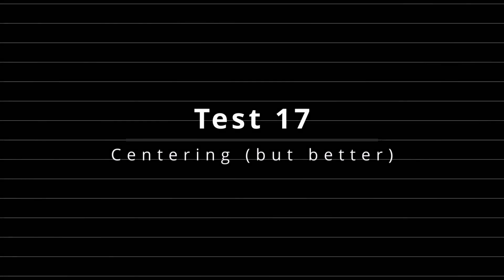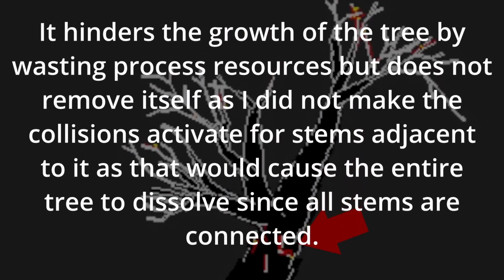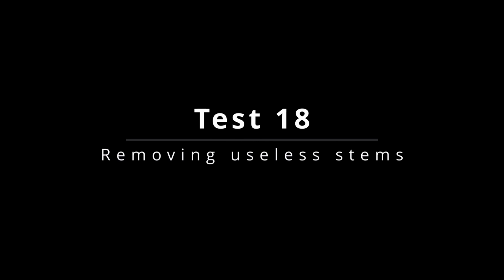Test 17. I slowed down the centering function. You may notice a lot of flickering inside of the stem. This is a stem that has grown at a very similar angle to that of another. It hinders the growth of the tree by wasting process resources, but does not remove itself as I did not make the collisions activate for stems adjacent to it, as that would cause the entire tree to dissolve since all stems are connected.